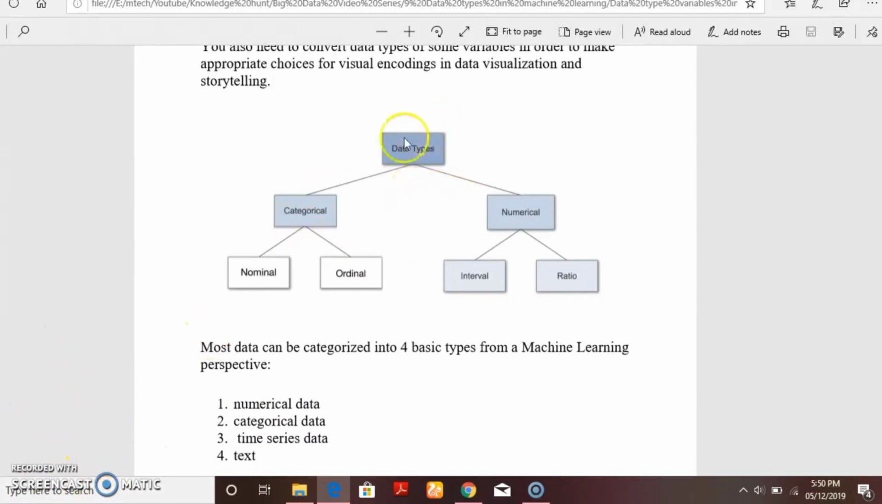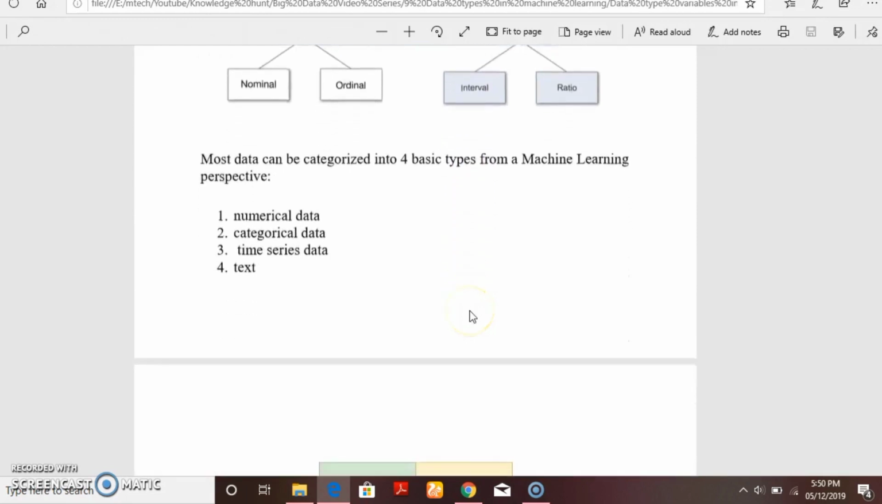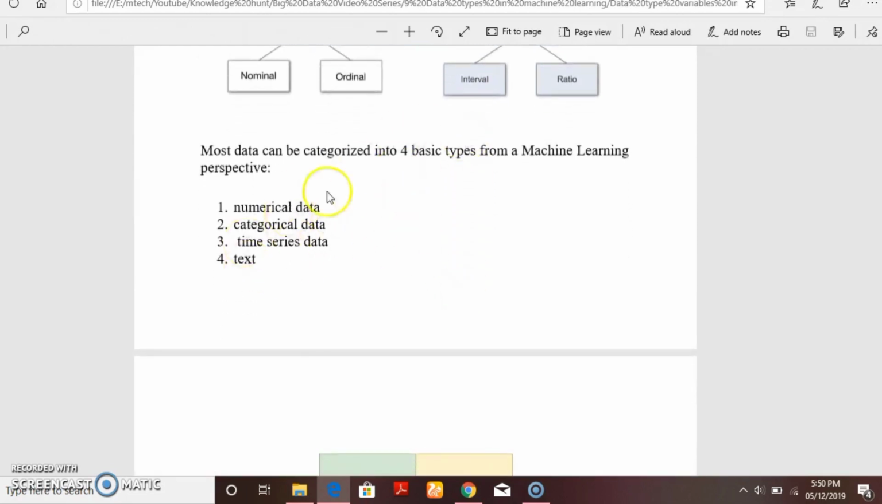So what are the different data types that we can see in machine learning? Data is categorized into two types, that is categorical and numeric. Further classification of categorical is nominal data and ordinal data, whereas of numerical it is interval based and ratio. Mostly the data is categorized into four types, that is numerical data, categorical data, time series data, and text data. So this is a broad classification.